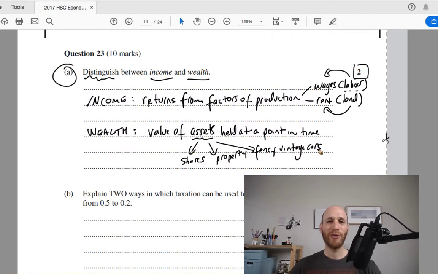So wealth is the value of the assets that an individual holds at a point in time. So it's not the returns from providing the factors of production, it's the value of the assets. So things like shares, property, fancy vintage cars. It's the value of those combined level of assets. So hopefully that's helpful in distinguishing between income and wealth. Let's move on to part B.